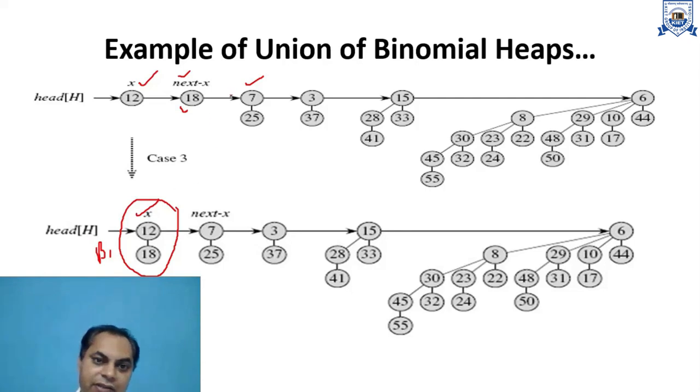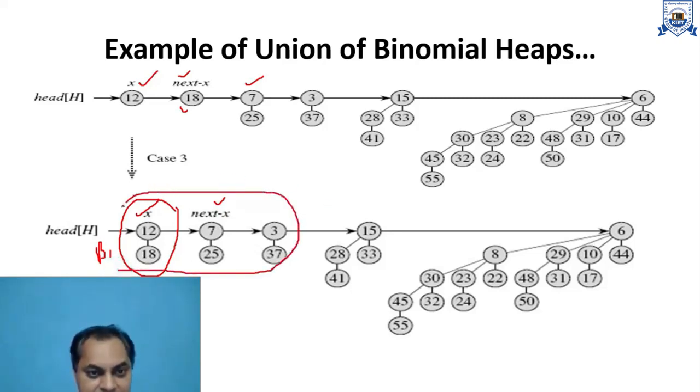Now this will become next of x, so the sibling of x becomes next of x. If you look at this scenario, at this particular time we have 3 trees which have the same degree: x, next of x, and the sibling of next of x all have degree 1, 1, 1. That means this is case number 2, because all these 3 trees have the same degree. In this case we will move forward down the list, and this next of x becomes our x.